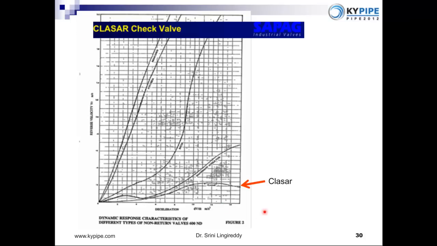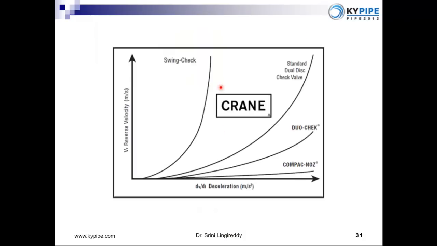And likewise, there are other manufacturers that provide this information as well. This is for Kirloskar type. This is a Kirloskar valve. Again, as you can see, irrespective of what the deceleration is, the reverse flow velocity is very, very small. So this is what the industry is moving towards. Irrespective of the deceleration, what would be the reverse velocity? It should have the lowest possible reverse velocity.